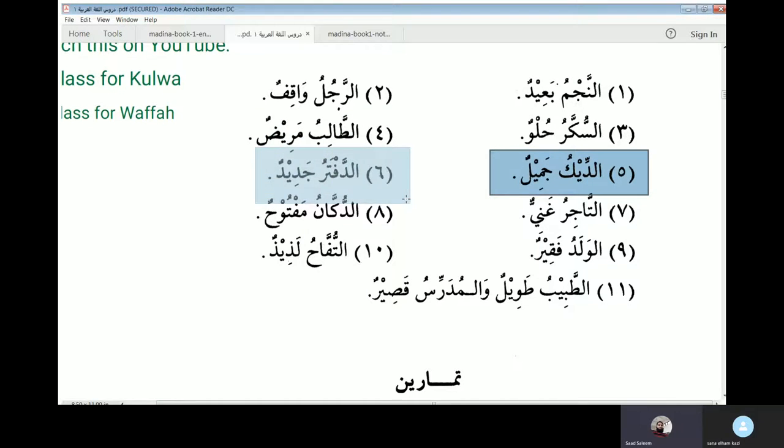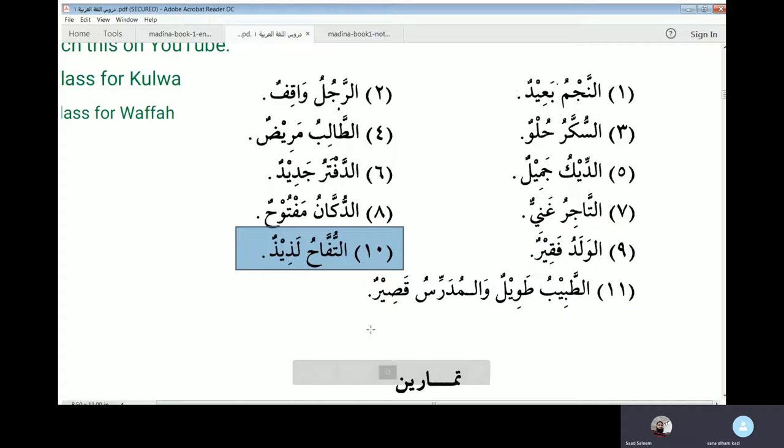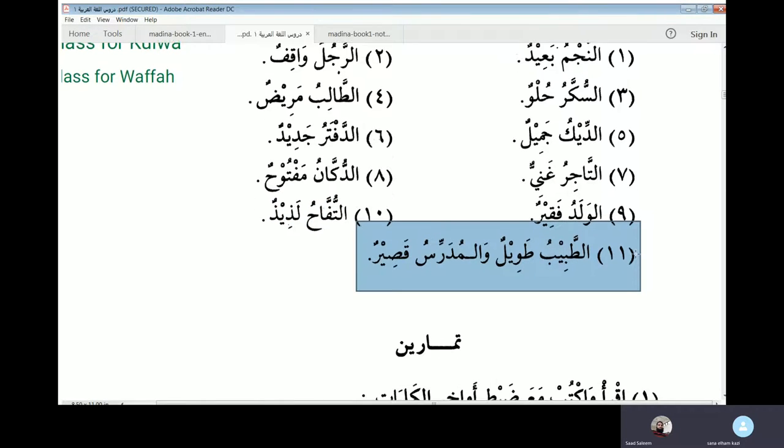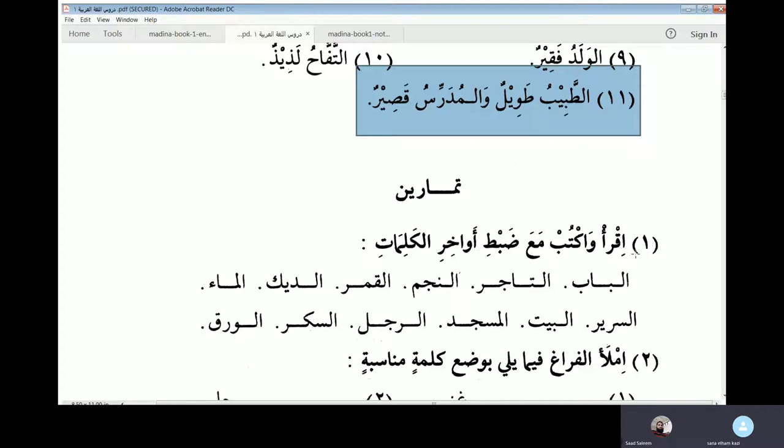Okay, Miss Anna. The merchant is rich. The shop is open. Al-waladu fakirun, the boy is poor. At-tuffahu lazizun, the apple is tasty. At-tabibu tawilun wal-mudarrisu kasirun. The doctor is tall and the teacher is short.